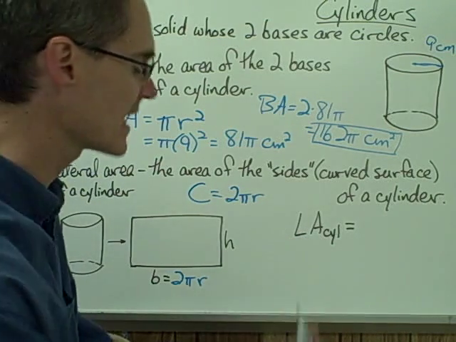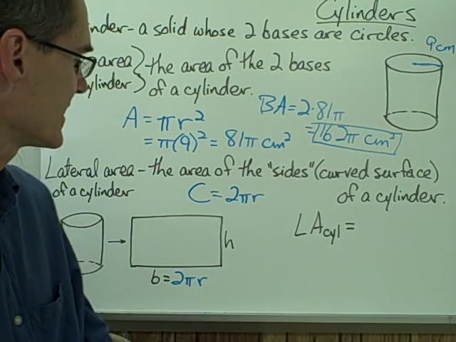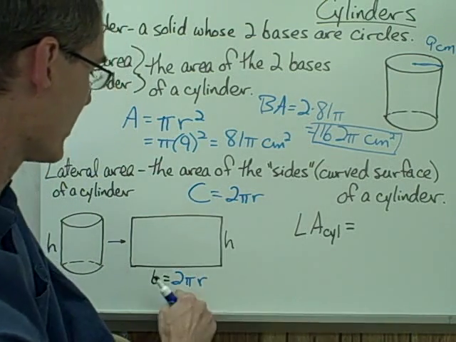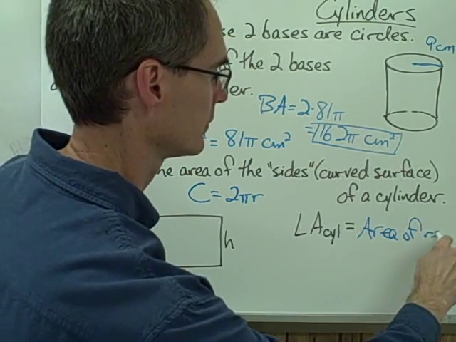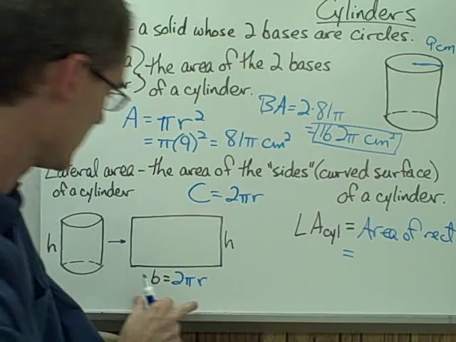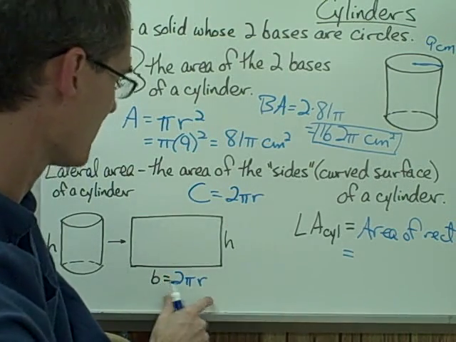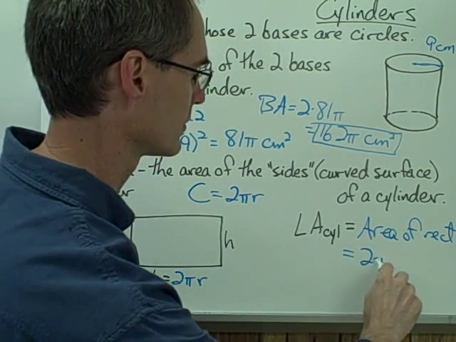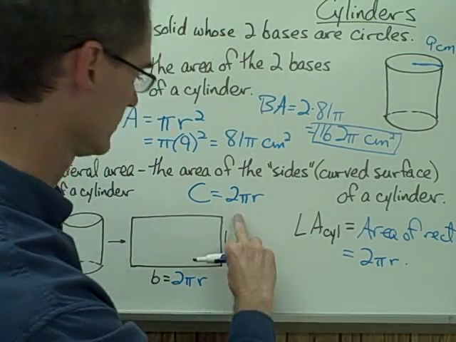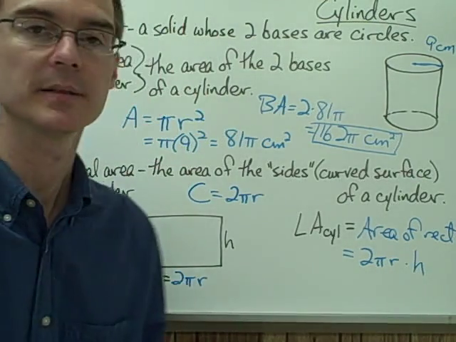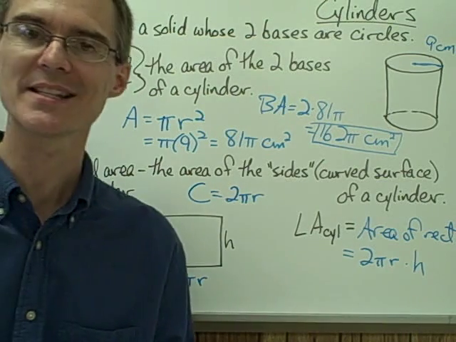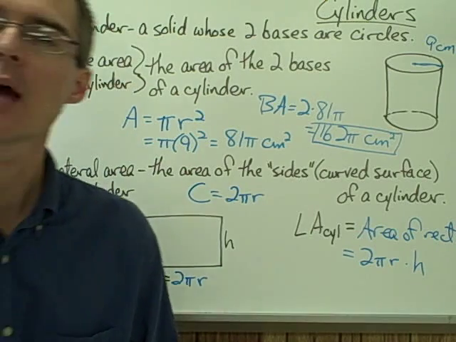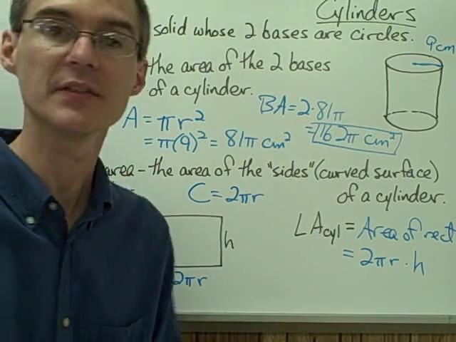That allows me to say that the lateral area of a cylinder is equal to the area of this rectangle. Area of a rectangle means base times height, and my base is 2 pi r, and I have my height. Now I have a formula for the lateral area of my cylinder. So let's take a look at how we're going to use that formula to calculate the lateral area of some cylinders.